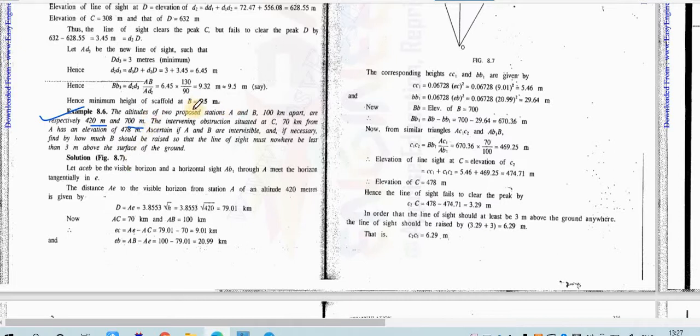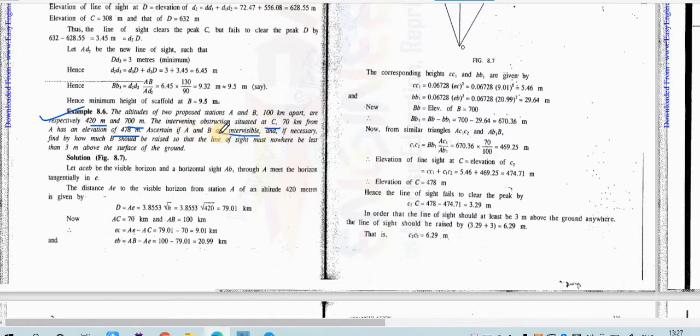It says that there is an intervening ground obstruction situated at point C. So at point C there is some obstruction. C is at 70 kilometers from A, and its elevation is 478 meters. So the height of point C is 478 meters. Ascertain if A and B are intervisible.